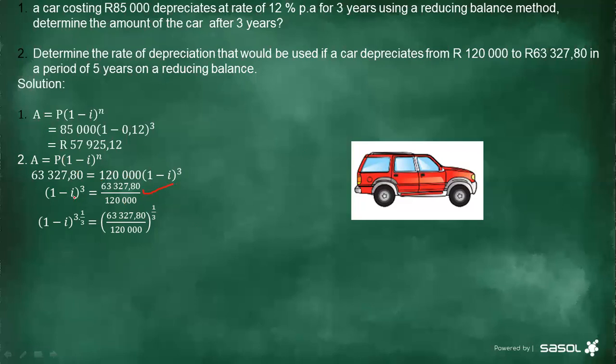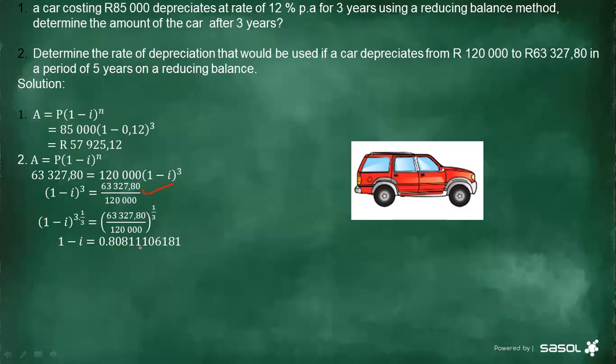Now, because we need I, we need to get rid of this exponent 3. Hence we multiply that 3 with 1 over 3. And what we do on the left-hand side, we should also do on the right-hand side, which is 1 over 3. And then from there, this side we are left with 1 minus I, and this side you just press your calculator and get 0.80.